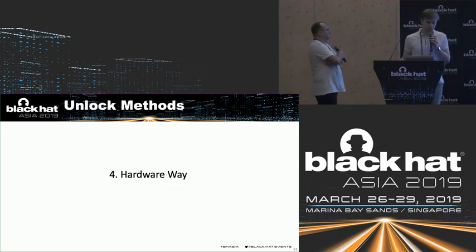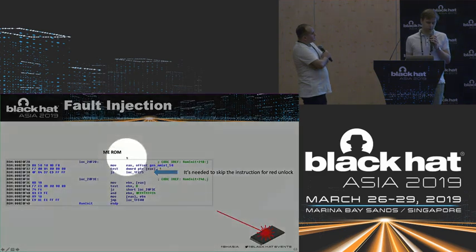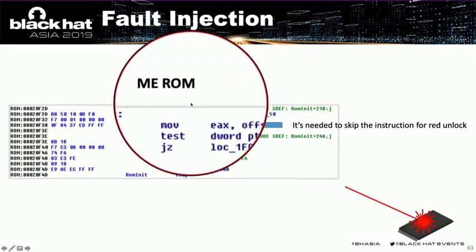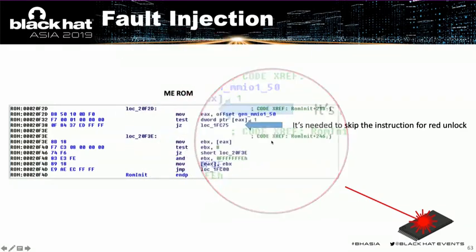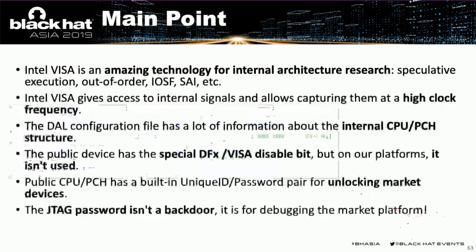Also, the last way is hardware. For unlock, you need to skip only one instruction from the Intel Management Engine ROM. You can do it via, I don't know, fault injection or maybe another technique. After that, you get the unlock for your system.